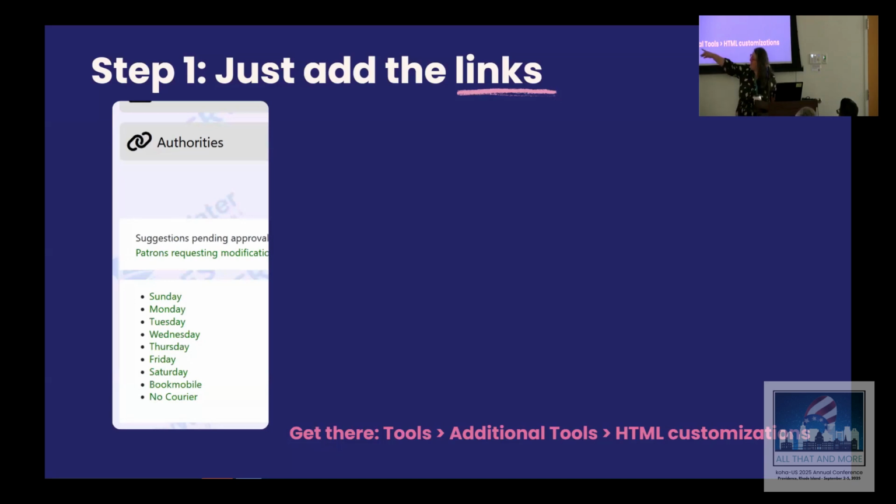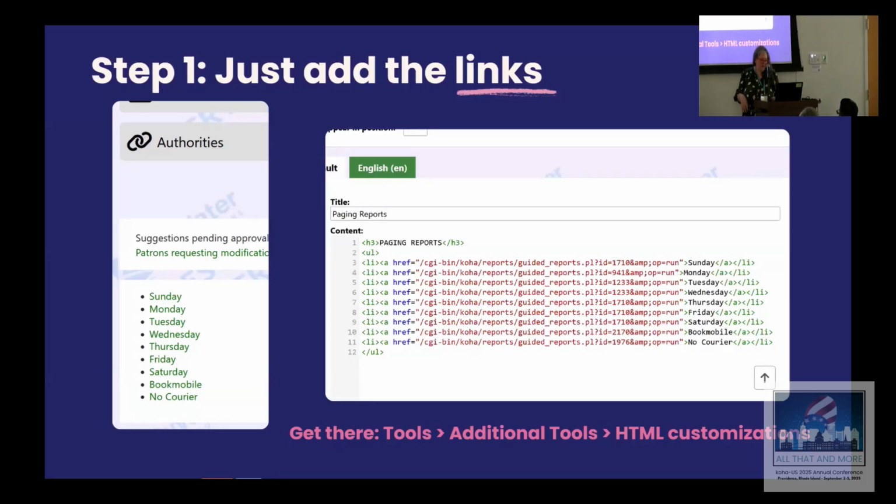So this is what I start with, is just a list of links. And this is something you can do if you don't know very much HTML or CSS. It's pretty basic. And all it is, is a list of links. And I've got our report numbers, which ones we need, the names, and then a little title for it.